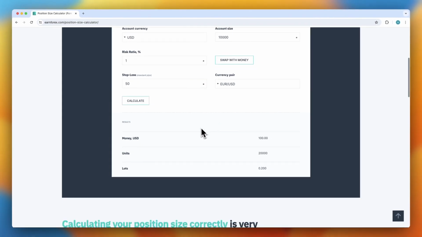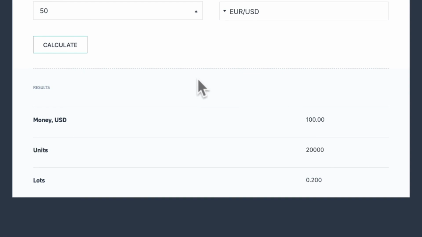And the results will show you 3 important values. Money. This is the amount of dollar you're risking on the trade. In our example, with a 1% risk ratio, it would be $100. Units. This is the number of units on the base currency you should trade. This calculator will show the exact number.